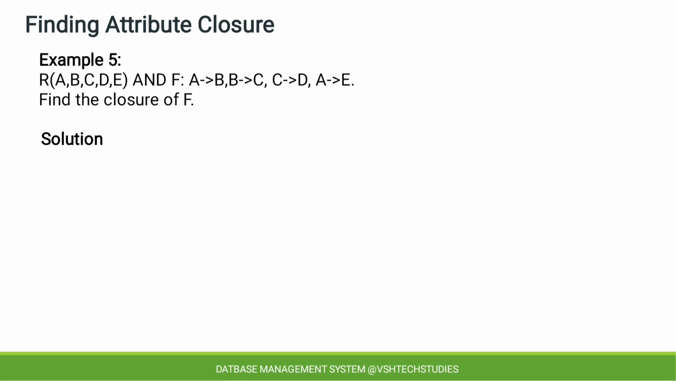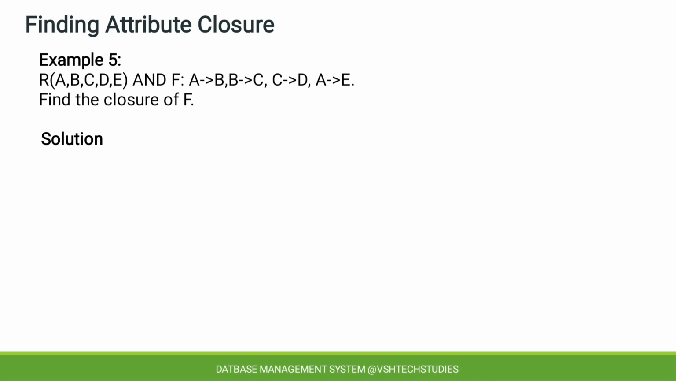Next we shall consider the last example of today's session, that is example 5. In this, relation R with attributes A, B, C, D, E is specified and the functional dependency set F is given, in which we have A determines B, B determines C, C determines D and A determines E. We have to find the closure of this functional dependency set F. The solution is, here closure of F is asked. F is a functional dependency set. Then F plus means what all other functional dependencies can be found out from these functional dependencies. That is the question here.